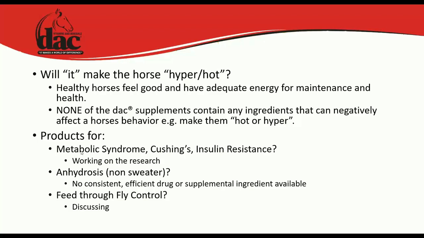This first bullet point, I should have changed this. Absolutely, we have a product for metabolic syndrome, Cushing's, and insulin resistance. That is the Dac Metabolic. But that answer right there, working on the research, that's always going to be there before we have the science to back up the ingredients we're going to utilize. So up until we came out with the Dac Metabolic, we were working on the research.